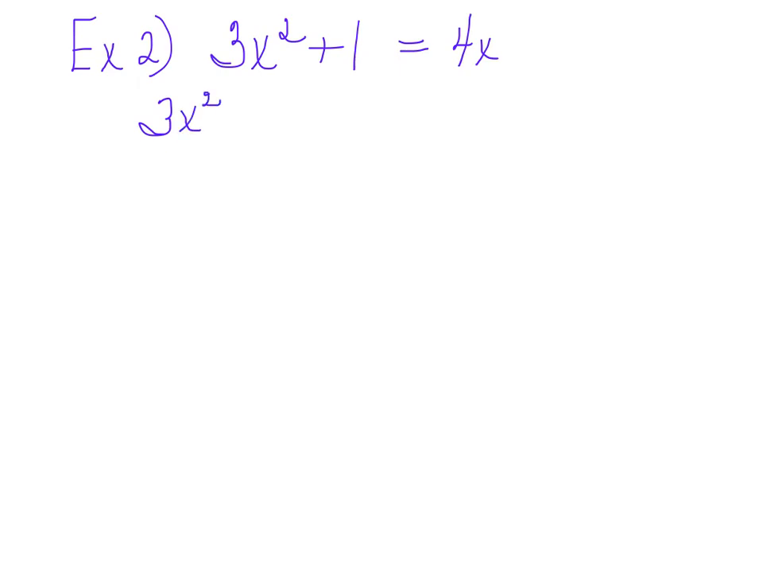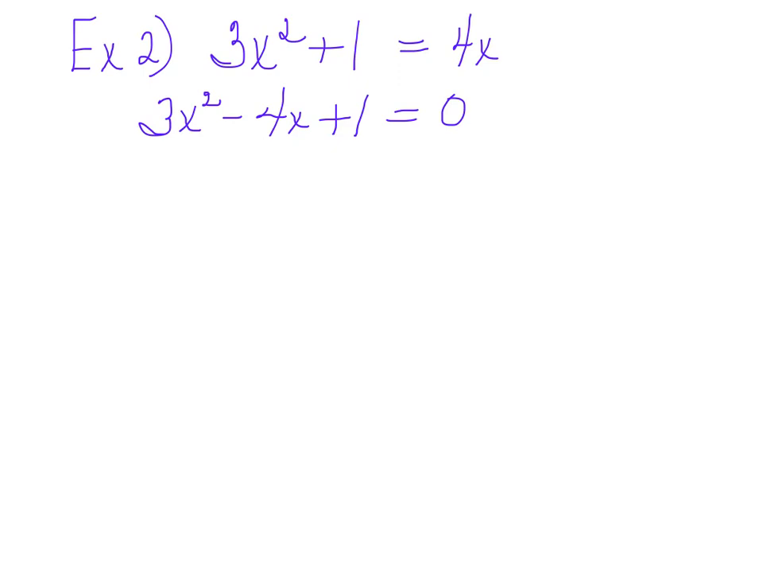For example number 2, let's say we have 3x squared plus 1 is equal to 4x. First thing we have to do is make one side equal to 0. So that means we're going to now have 3x squared minus 4x plus 1 equals 0. Always have to have one side equal to 0.